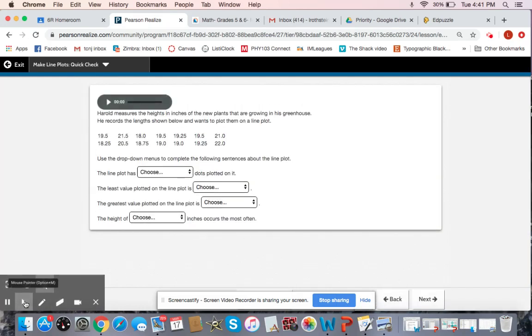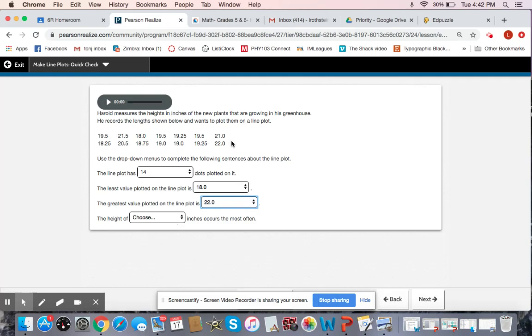All right, let's look at this one. It says the line plot has blank dots plotted on it. Well, all of these are the possible dots, so let's count them up. We have 2, 4, 6, 8, 10, 12, 14. The least value, and again, if you would like to line them up so it's a lot easier, least to greatest, I see the smallest number looks like 18. All right, smallest is 18. The greatest looks like the greatest is 22.